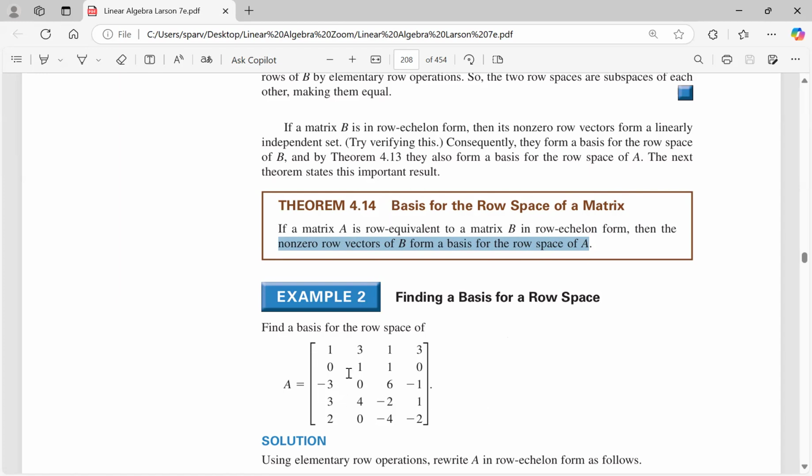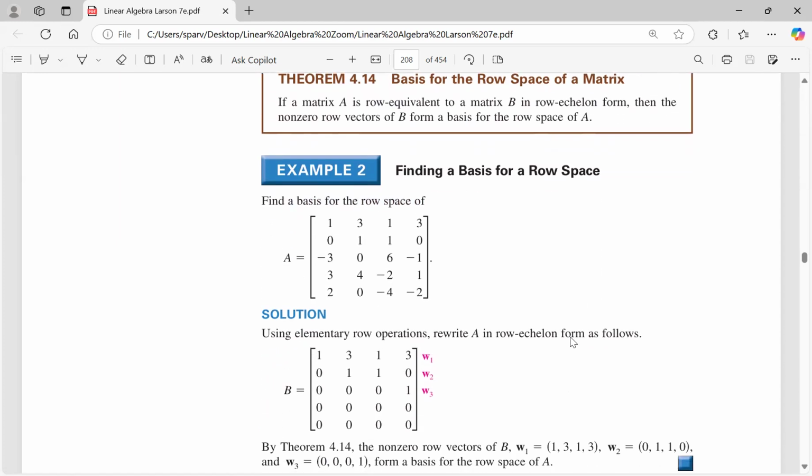In this example, you have a 5 by 4 matrix. And the question simply says, find the basis for the row space. Okay, so all we got to do is change this matrix and rewrite it in echelon form. We're going to go through a row equivalent matrix in echelon form. And I usually do that in Symbolab, right? And there you go. He's done the same thing probably.